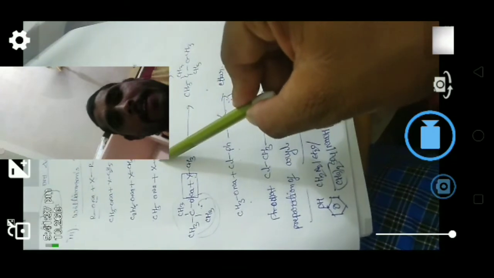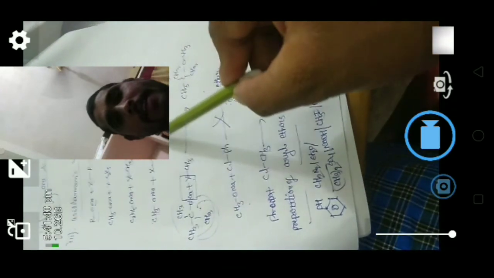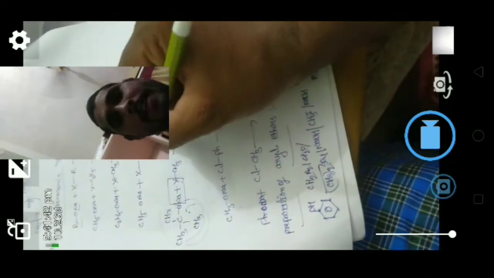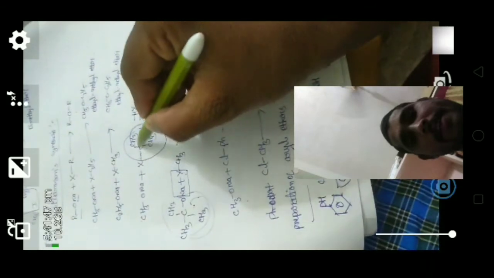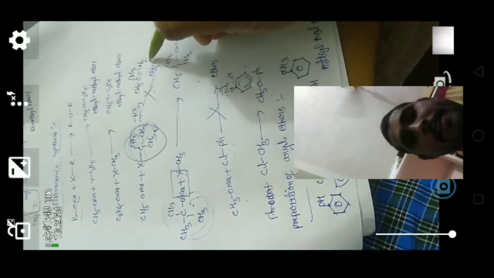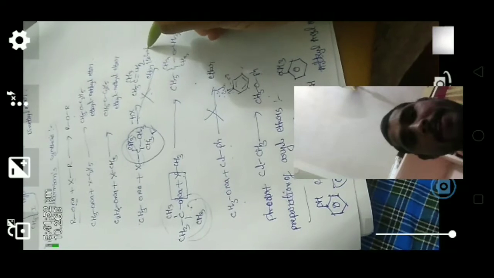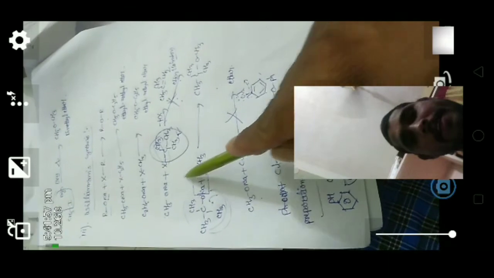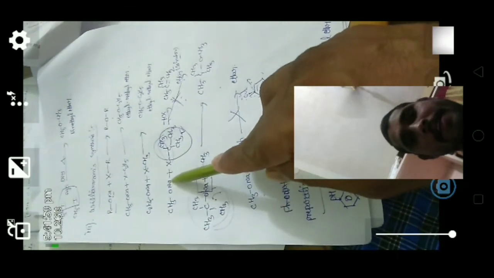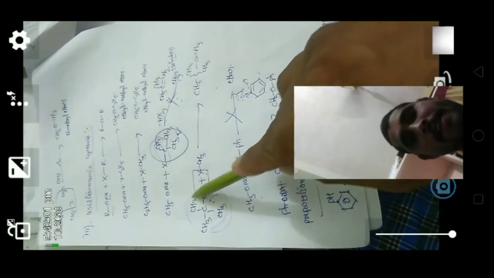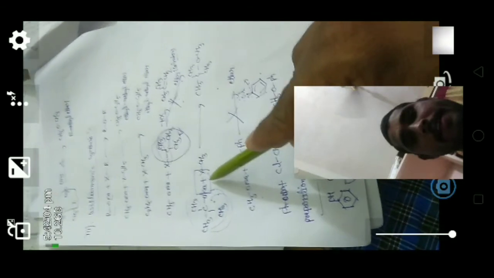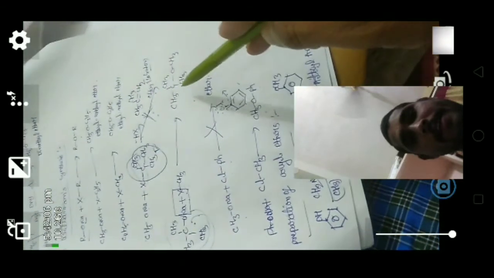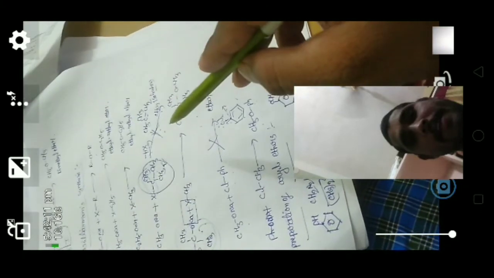tertiary butyl halide doesn't give ether, because elimination is taking place here. Elimination is taking place from this moiety, and that's why we get isobutene, but not ether. Here instead of sodium methoxide, when we use sodium tertiary butoxide and react with methyl halide, it gives tertiary butyl methyl ether, isn't it?